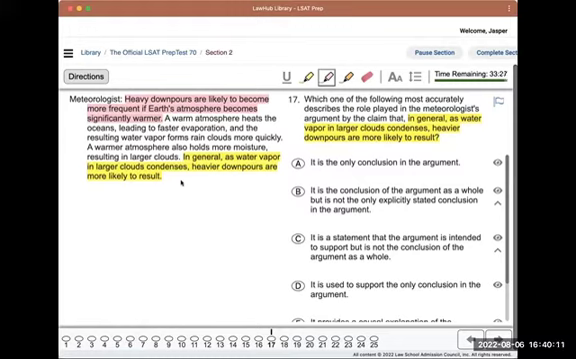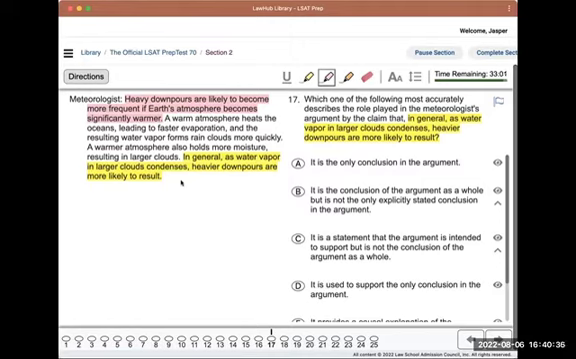Okay, so I'm going to reread that. Heavy downpours are likely to become more frequent if Earth's atmosphere becomes significantly warmer. A warm atmosphere heats the oceans, leading to faster evaporation, and the resulting water vapor forms rain clouds more quickly. Okay, so that sounds like they're explaining why a warmer atmosphere leads to more frequent heavy downpours.